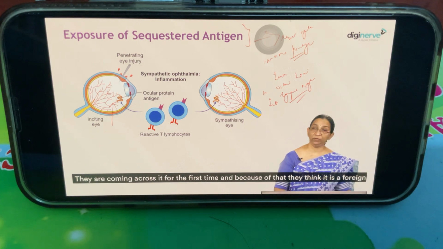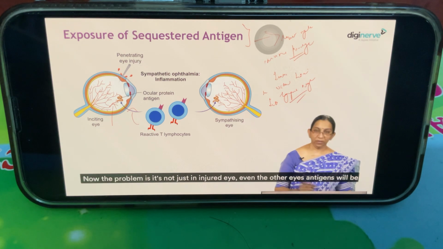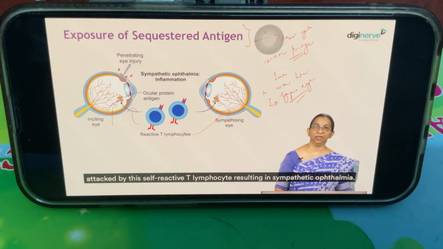They're coming across it for the first time, and because of that they think it is a foreign antigen and mount an immune response against it. Now the problem is it's not just the injured eye, even the other eye's antigens will be attacked by this self-reactive T lymphocyte, resulting in sympathetic ophthalmia.